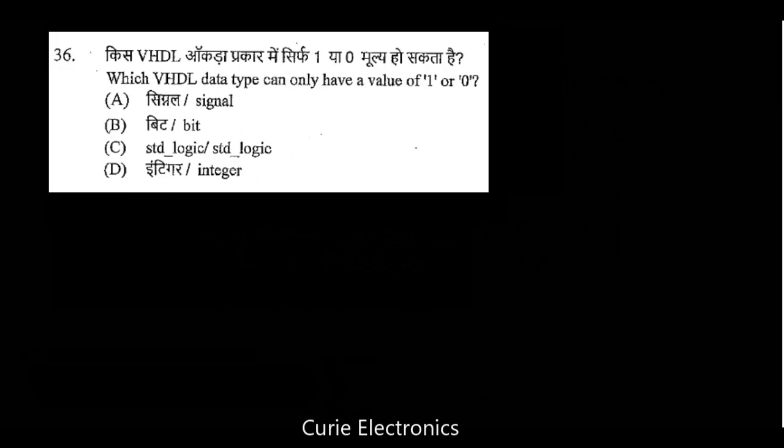Question number 36. Which VHDL data type can only have a value of 1 or 0? Even if you don't know, we can make a guess. It is going to be bit. So a bit variable can store 0 or 1.